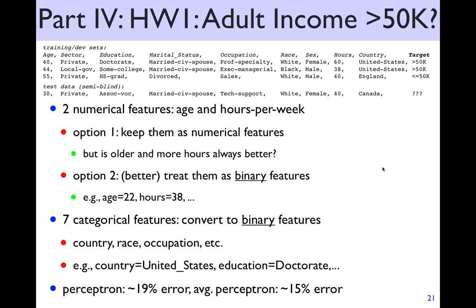Of course, there's no name for each person, but there's some information, some features or fields of each person, like age, 40 years old, the sector he or she works in, private sector, education level, doctorate, marital status, occupation, race, gender, number of hours per week that this person worked, and the country of origin. And finally, there is an output field that is the target, the Y label.